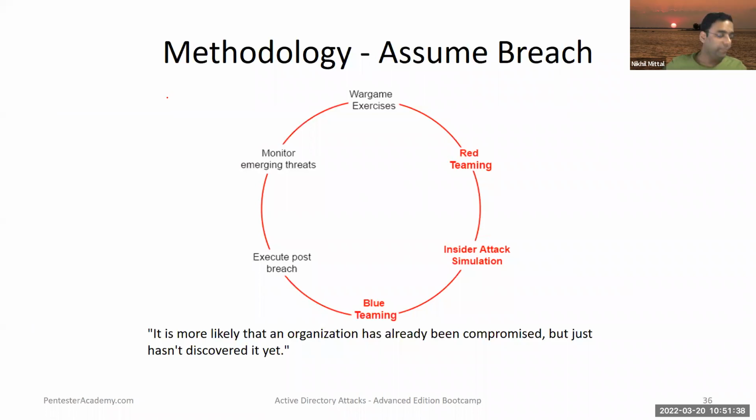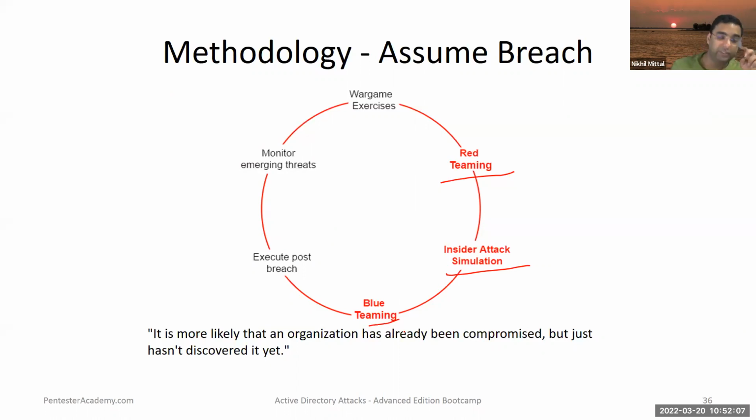All right. So the methodology that we are going to use is assume breach, which Microsoft's Cloud Red Team uses as well. There are six phases in an assume breach operation or cycle: red teaming, insider attack simulation, blue teaming, executing post breach, monitor emerging threats, and war game exercises. We are going to focus the most on insider attack simulation and red teaming, and somewhat on blue teaming as well.